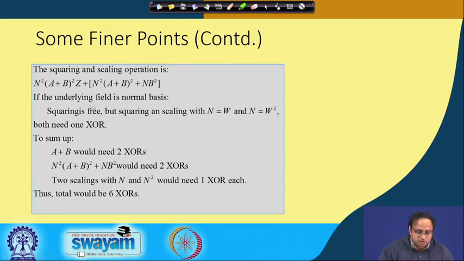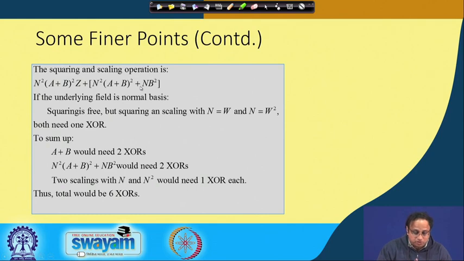Okay. So the enumeration works as follows. If the underlying field is normal basis, that means I am talking about the last column in my table, then the squarings are free. So the squarings are free in the normal basis representation, but a squaring and scaling with n equal to w and with n equal to w square both will require 1 XOR gate. And therefore, to sum up, these computations like a plus b will take 2 XORs, because you note that a is an element in GF 2 power of 2. And that means if you want to do an addition in GF 2 power of 2, you need 2 XOR gates. One for the lower bit, one for the higher bit. So you need 2 XORs here. Likewise, for this plus, you need 2 XORs.